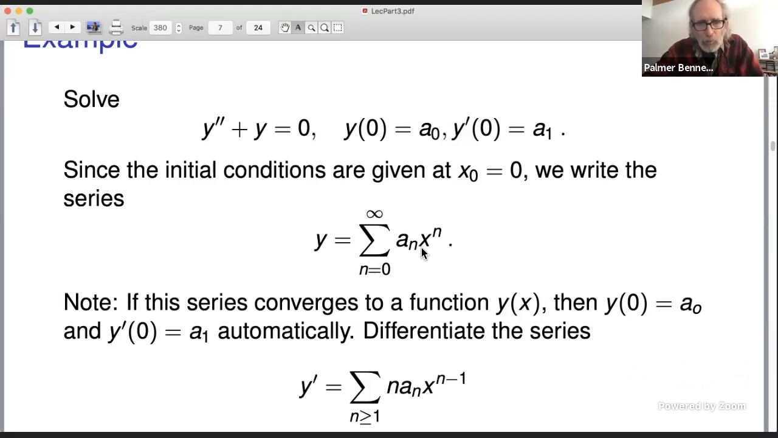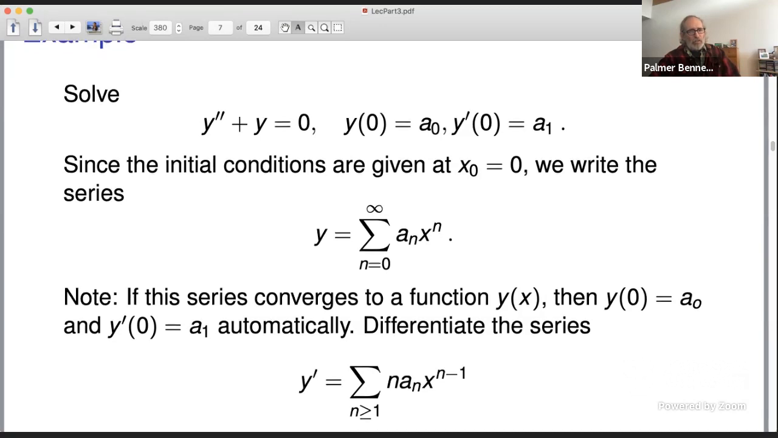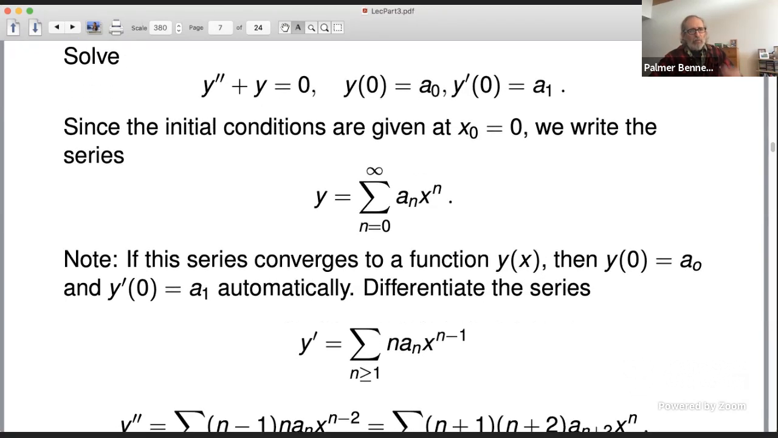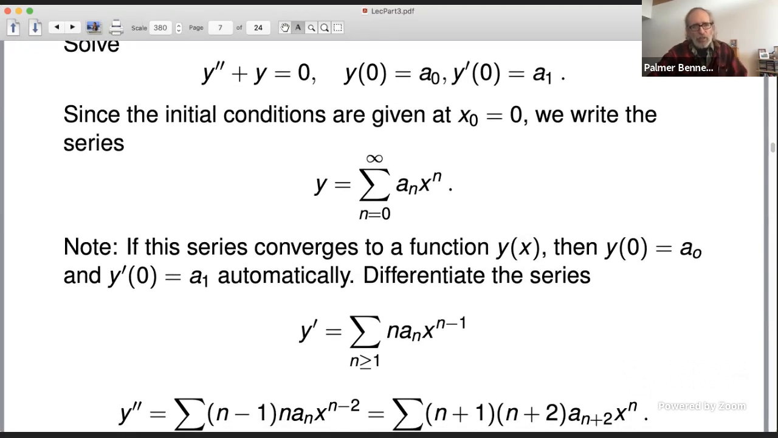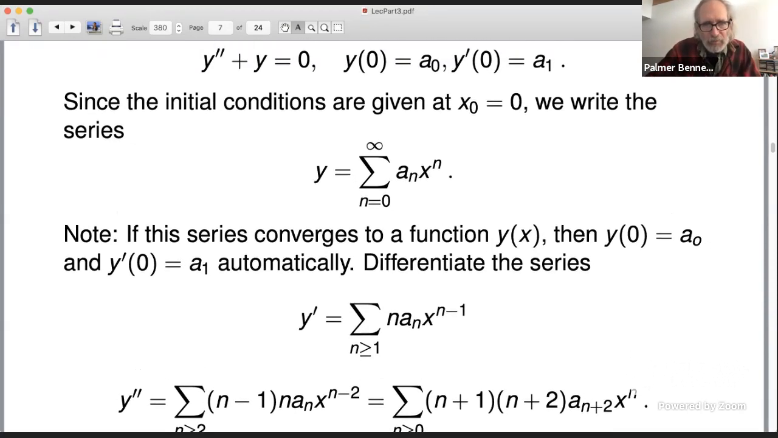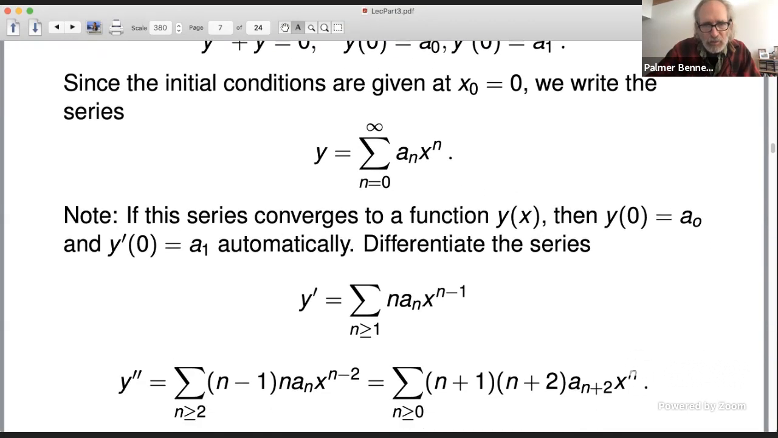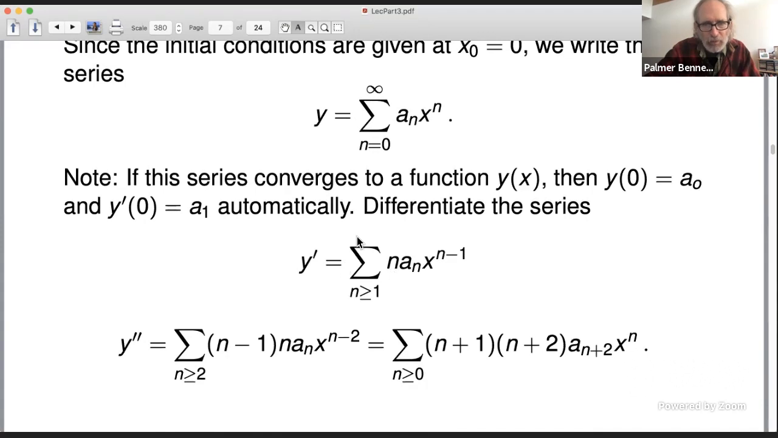So then we want to plug the power series into the differential equation and get conditions on the coefficients for it to solve the equation. And those conditions for the series to solve the equation will help us generate the coefficients. That's what we need, is to determine these numbers a_n. So we just go through this usual thing of differentiating the series. So the series can be differentiated term by term.